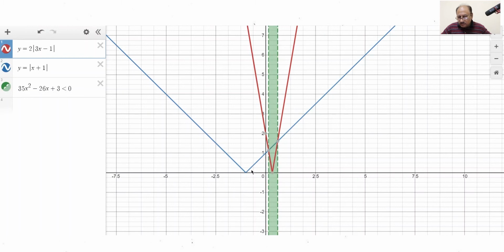This is our answer, and you can see the broken line because the inequality does not contain an equal to sign. This will be the solution from the 0.143 x value to the 0.6 x value. So this green portion is our solution. Hopefully you understood this.